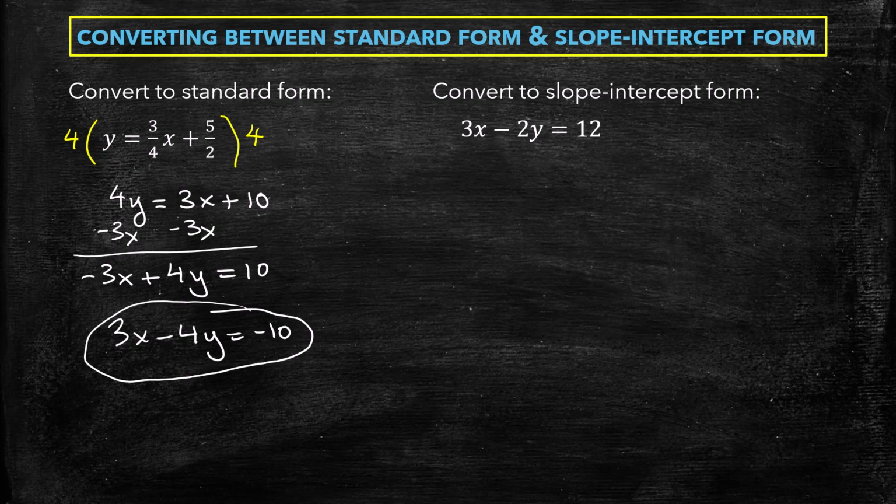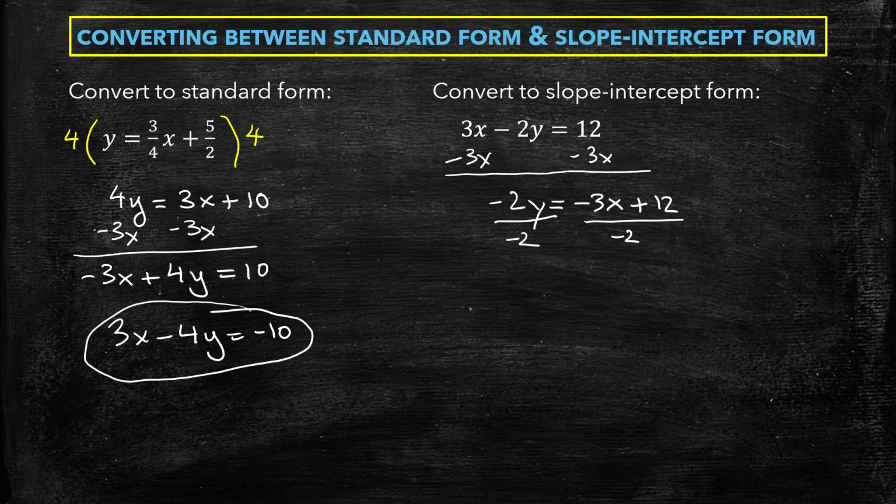So to do that, we're going to isolate y. So we'll subtract 3x from both sides. Now I write it like that. You can't really subtract 3x from 12, so I'm going to write that as negative 3x plus 12. And then you would have to divide by negative 2 on both sides to get y alone.